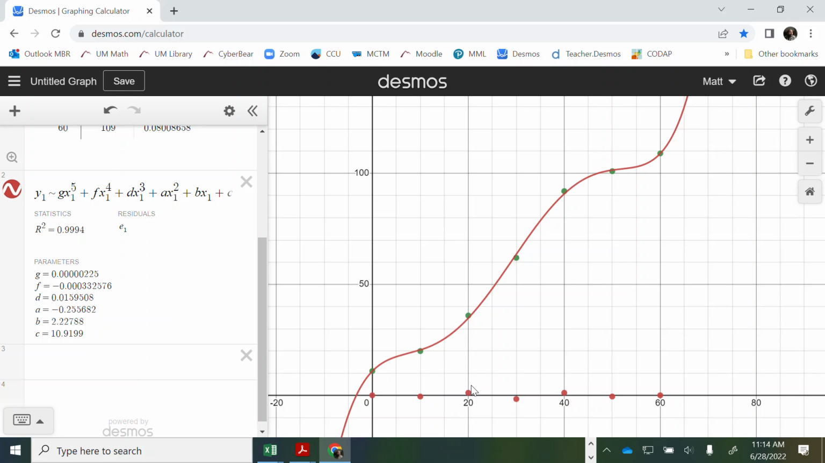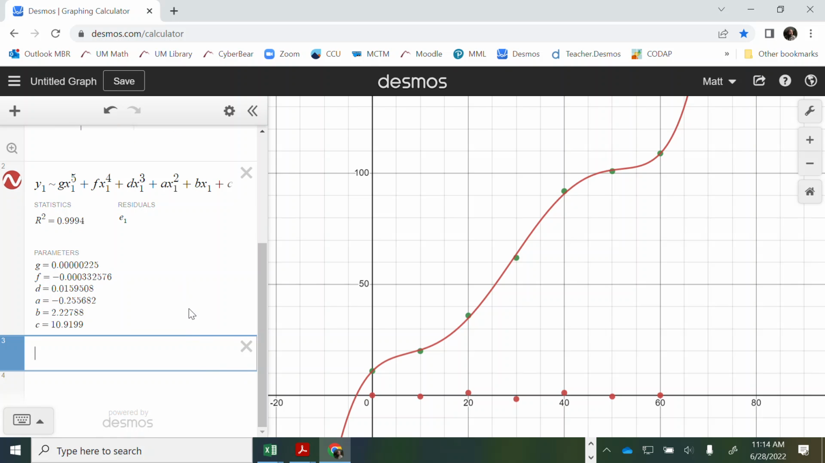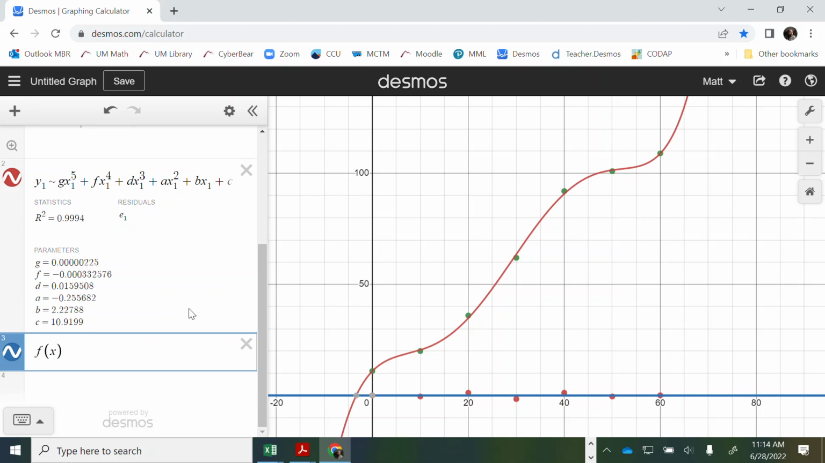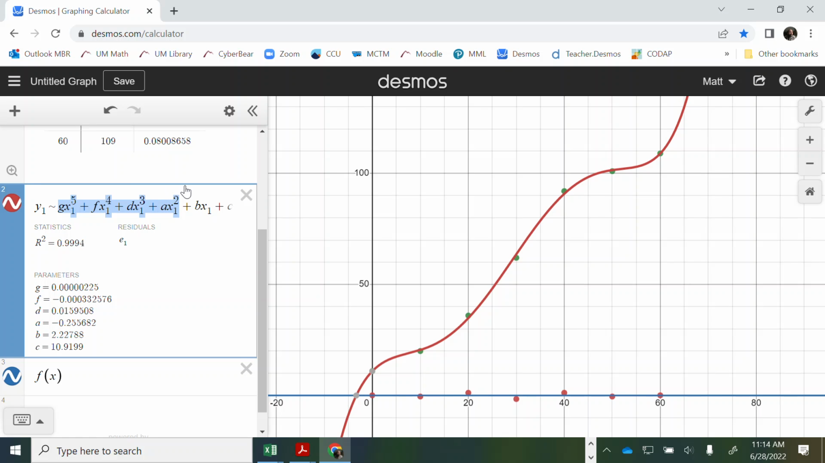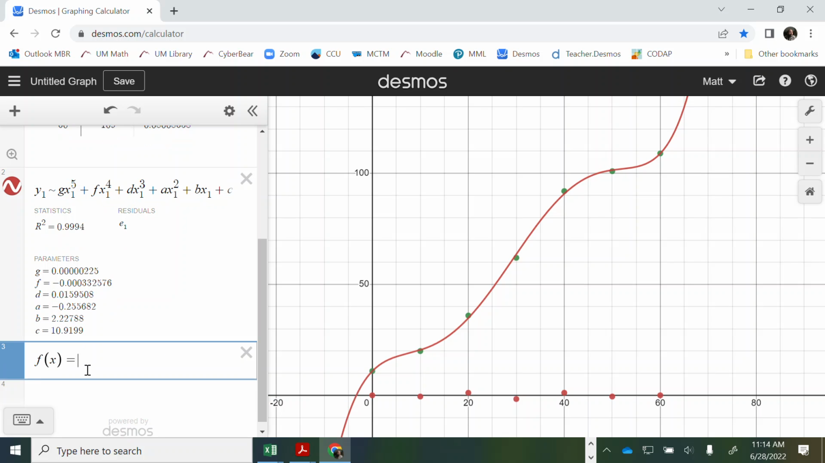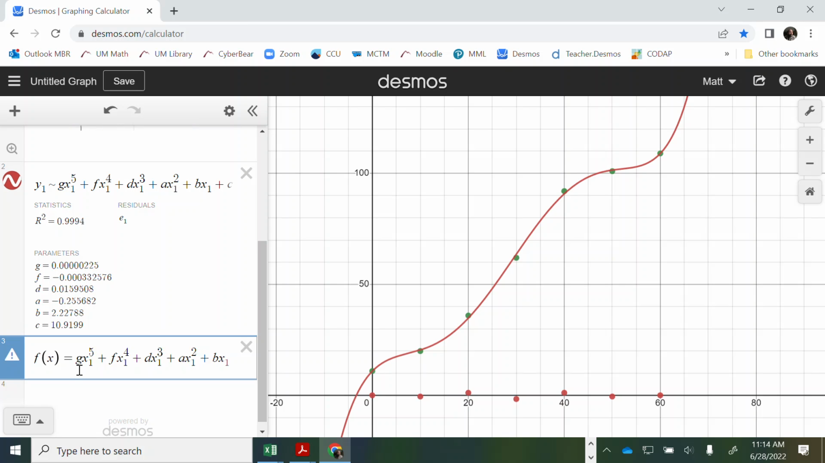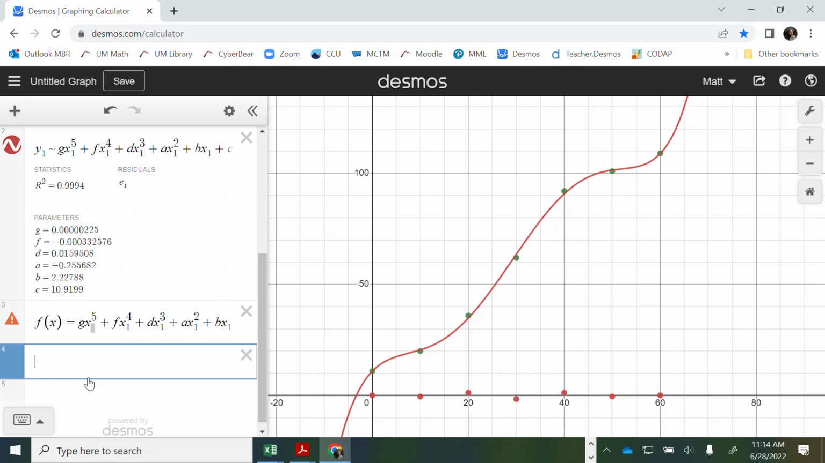What'll be interesting is we'll be able to plot those. You can do that in Desmos by just creating a function. Now that the G, F, and all of these have been created as values in the model, I can go ahead and plot them without the x sub 1s. Does this make sense? I hope it does. So I'll take away the x sub 1s here, and we'll just plot the function.